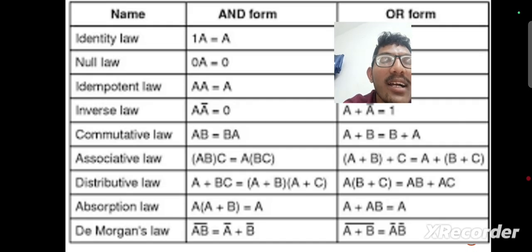In absorption law, using AND form is A into A plus B equals A. Using OR form is A plus AB, that equals A. Next, De Morgan's law. In De Morgan's law, AND form is A into B whole bar equals A bar plus B bar. Then De Morgan's law using A plus B whole bar is A bar into B bar.